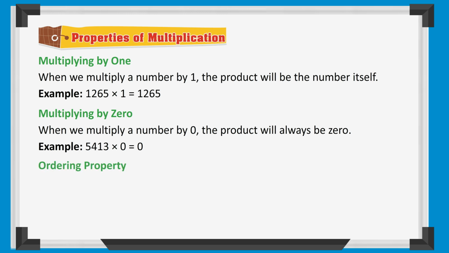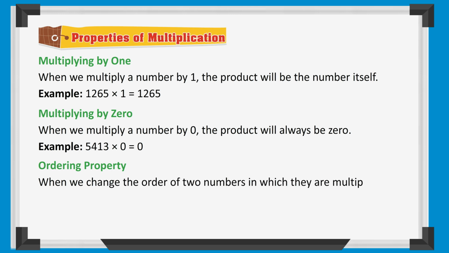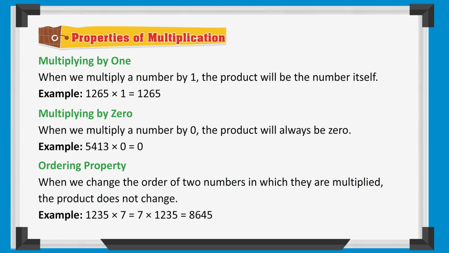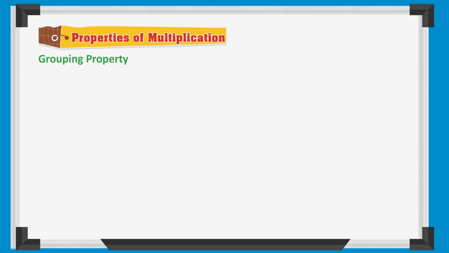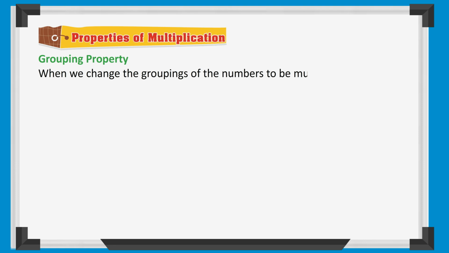Ordering property. When we change the order of two numbers in which they are multiplied, the product does not change. Example: 1235 times 7 equals 7 times 1235 equals 8645.